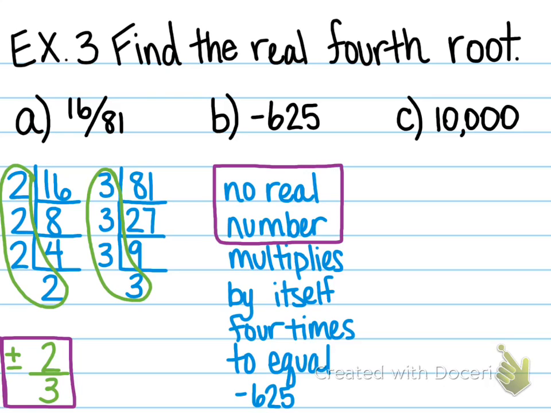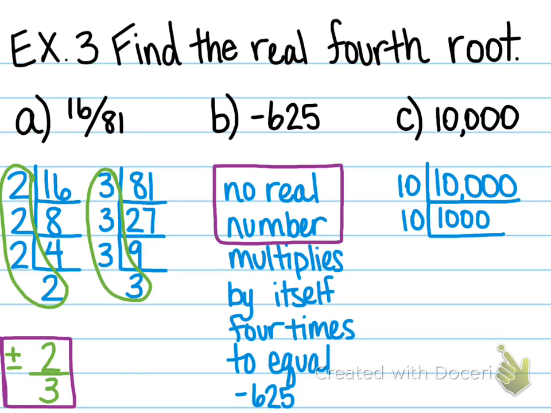Okay, let's try 10,000. So I could sit here and start with 2's and factor this all the way out. It's going to take a little bit of time if I start with 2's. So I'm going to start with 10. So 10 goes into 10,000 1,000 times. 10 goes into 1,000 100 times. And 10 into 100 10 times. And look at that. For the fourth root, I'm looking for a set of 4's. So this is just going to be plus or minus 10.